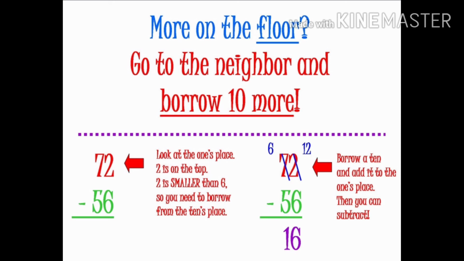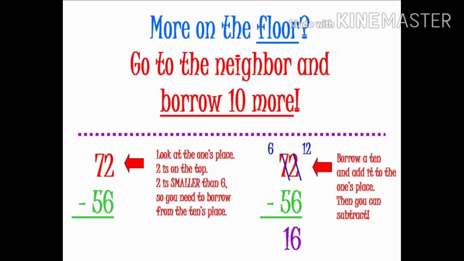So you need to borrow from the tens place. Borrow a 10 and add it to the ones place. Then you can subtract. Like here, we borrowed 10 from the tens place. Number 7 becomes 6 as it goes down by 1 and add it to the ones place. That is, the number goes up by ten and 2 becomes 12 now.